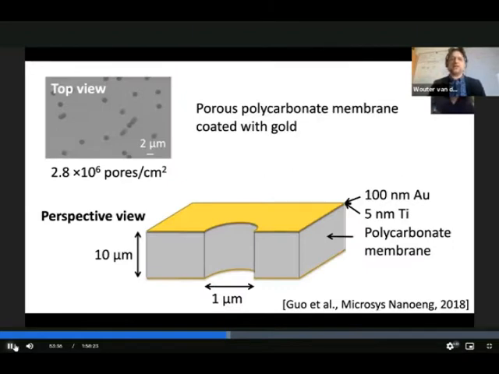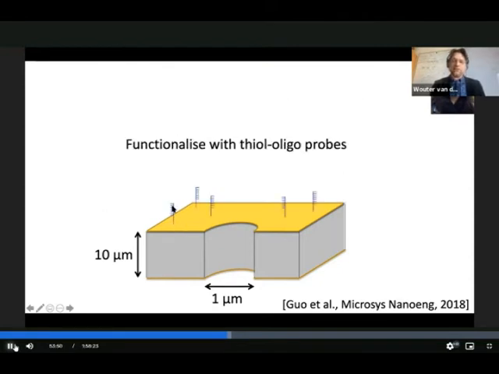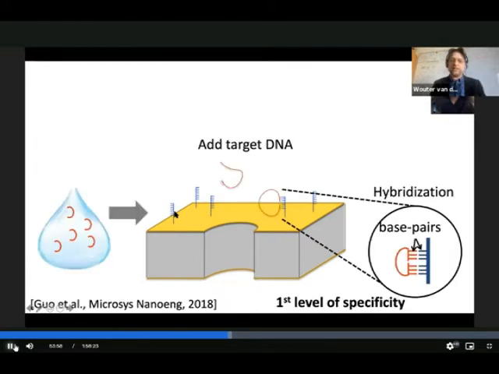The way we do this is starting from a porous membrane. Here you see the top view. It's a membrane of 10 micrometer thickness and contains holes that are typically 1 to 2 micrometer in size. We coat the membrane with gold on the top and the bottom surface. And we put also tiled oligoprobes. So these are specific for the DNA I want to measure. Now I add my sample, and it will bind to the probe. And the probe is designed so that the sample strands bind on both sides, so they form a circular DNA loop. And then you hybridize that.